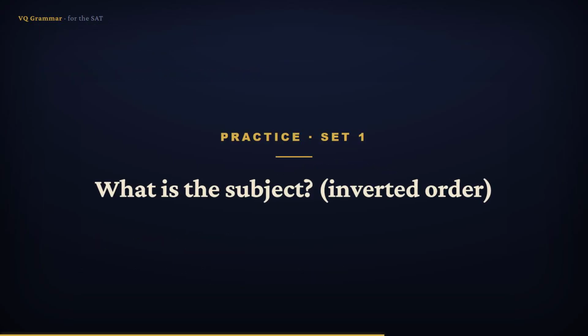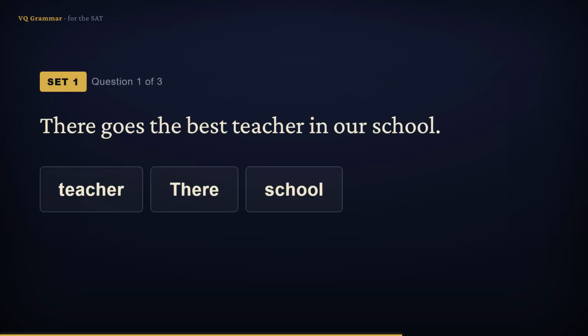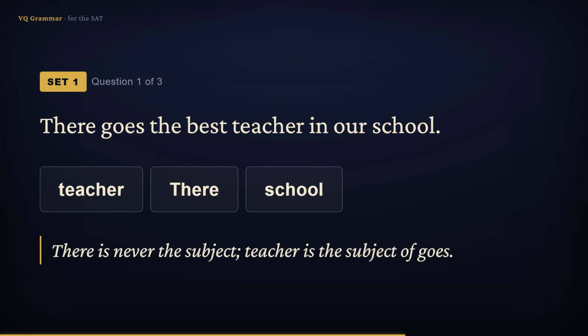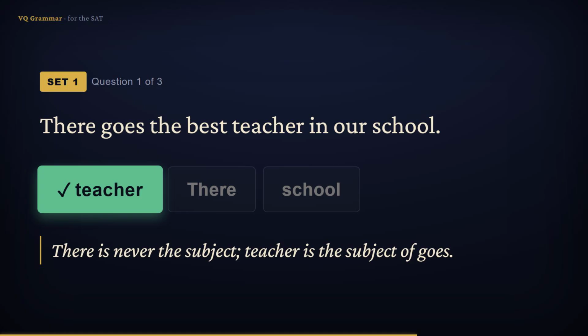Let's practice. Each sentence is in inverted order. Find the verb, ask who or what, and pick the subject. Pause and try before I answer. There goes the best teacher in our school. There is never the subject. The verb is goes, and who goes? The teacher. So the subject is teacher.